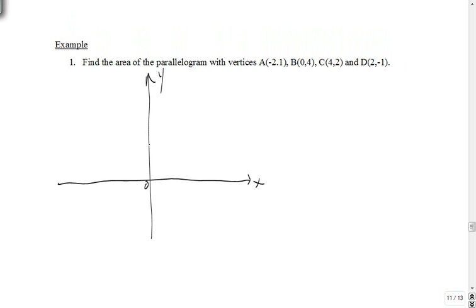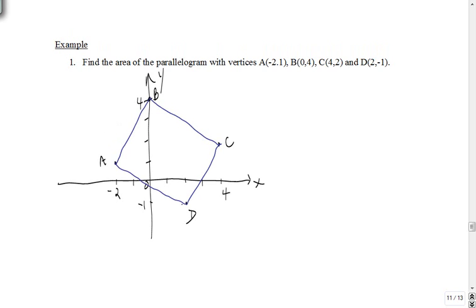Okay, so we need 0. You want to go up to about 4. We want to go to 4 as well. Back to -2. That's it. So A is (-2, 1). B is (0, 4). C is (4, 2). D is (2, -1). Okay, and draw this. Let me use my blue here. So this is your parallelogram.